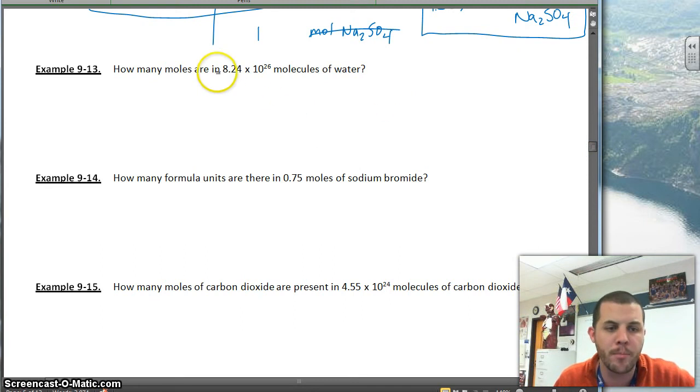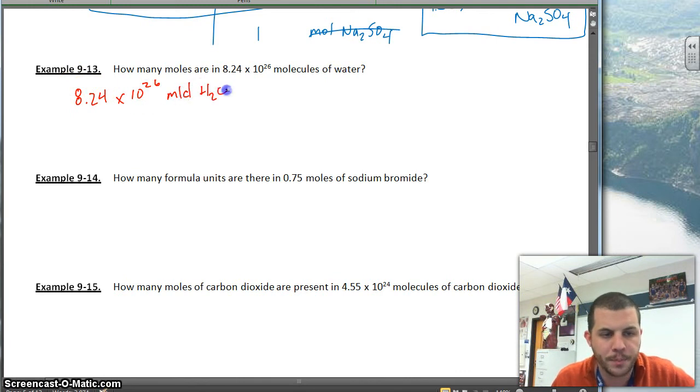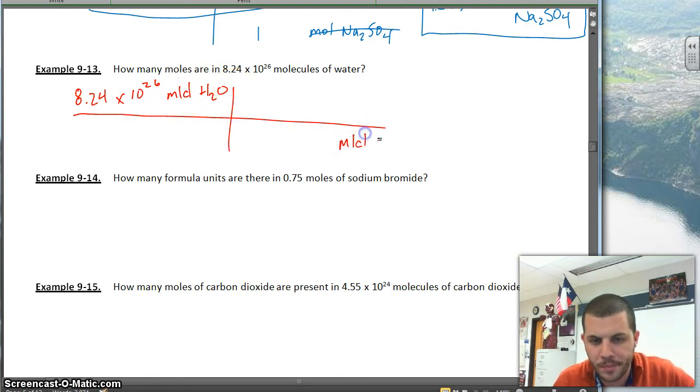So let's take a look at this one. How many moles are there in 8.24 times 10 to the 26 molecules of water? I'm going to write down 8.24 times 10 to the 26th molecules of H2O, and now I'm going to move molecules down. Notice how I am abbreviating molecules as MLCL. Don't put MOL for molecules because we already used that to signify moles. I'm trying to go to moles of H2O.